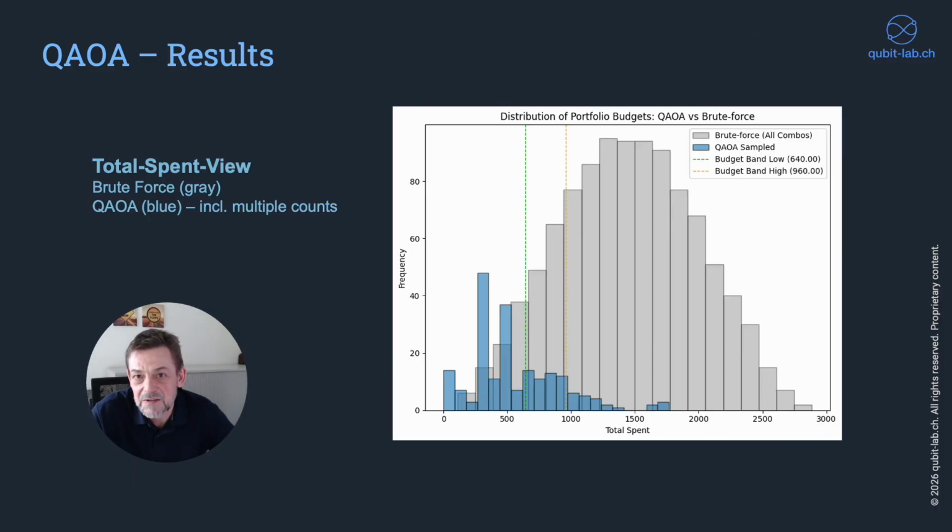This here is another view. Here we see the selected portfolios in blue. These are the selected ones, and the gray ones are the brute force available portfolios. The blue ones also have multiple counts in there. That's why they partly exceed the gray ones here.